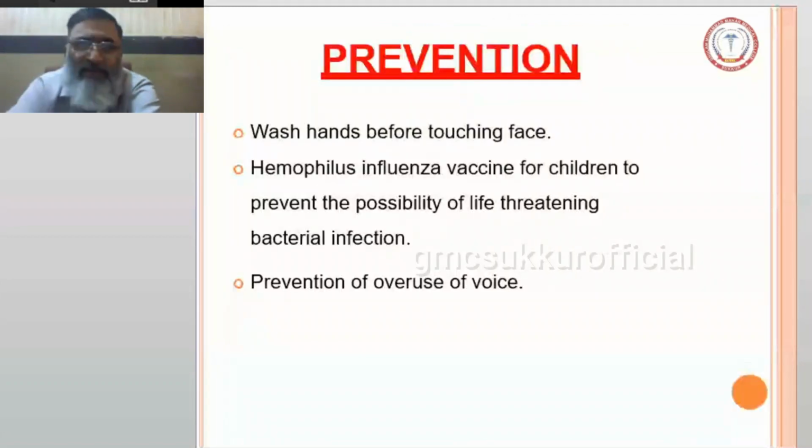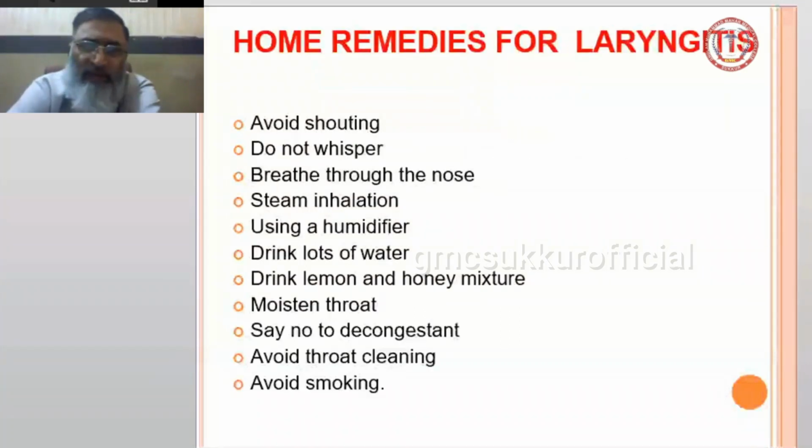Then prevention: wash hands before touching the face, give the Haemophilus influenzae vaccine to children to prevent the possibility of life-threatening infection, and prevent overuse of the voice. Home remedies: avoid shouting, do not whisper, breathe through the nose, use a humidifier, drink a lot of water, drink a lemon and honey mixture to moisten the throat, say no to decongestants, avoid throat clearing, avoid smoking.